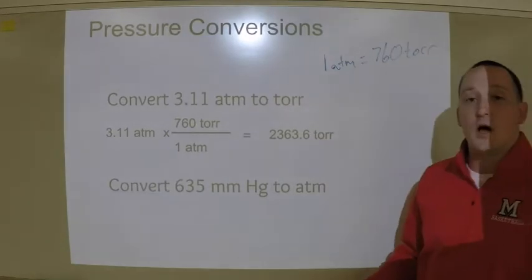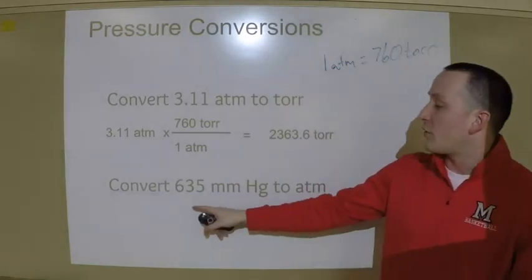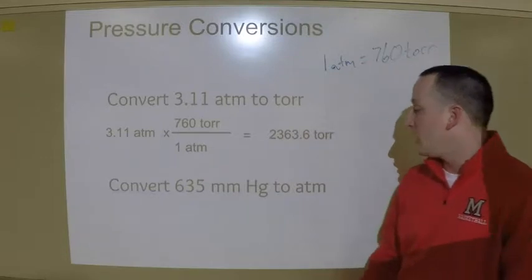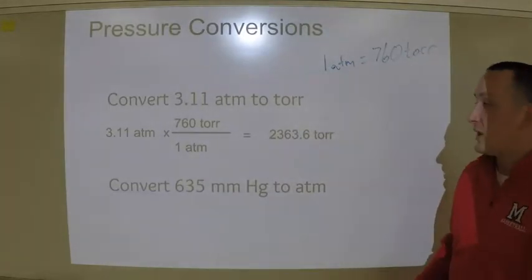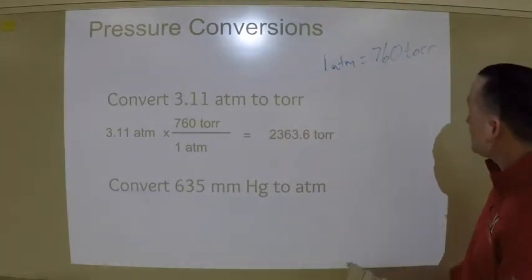Now we're going to do another conversion where we're going to convert from 635 millimeters of mercury to atmospheres. So again, we are going to use similar conversion, different marker here.